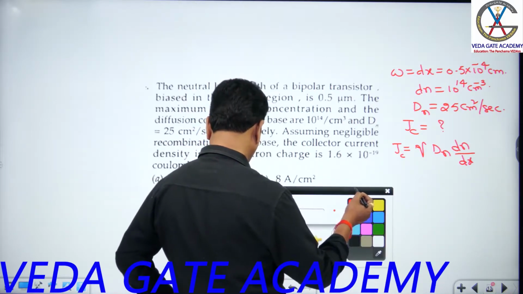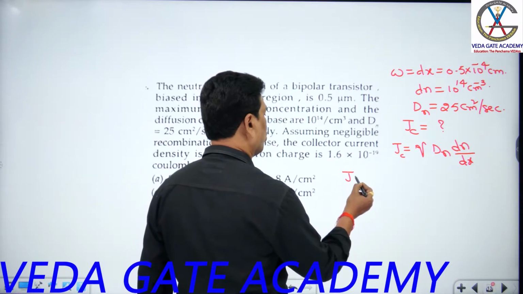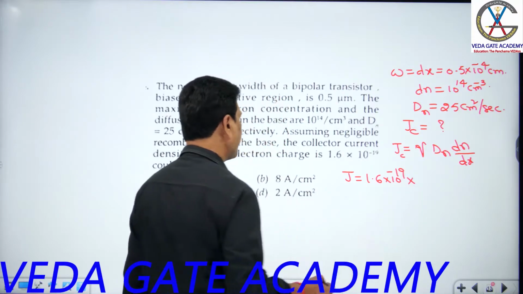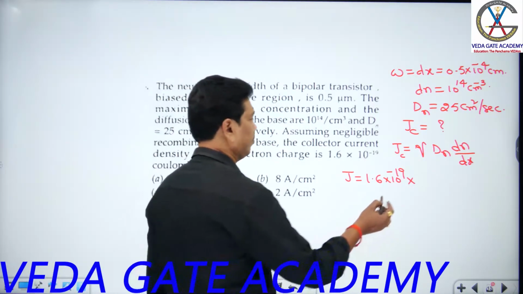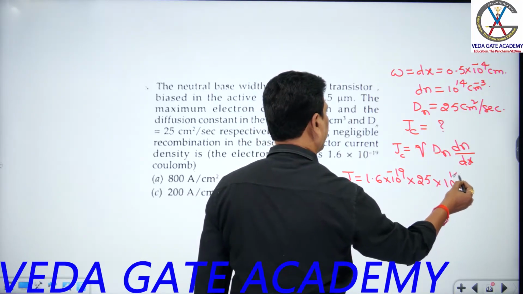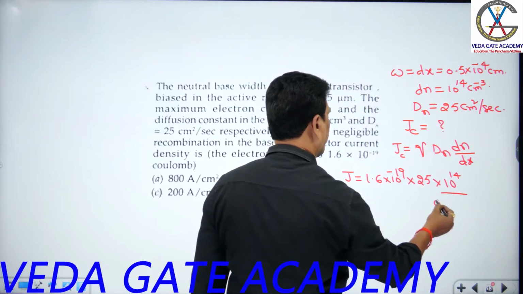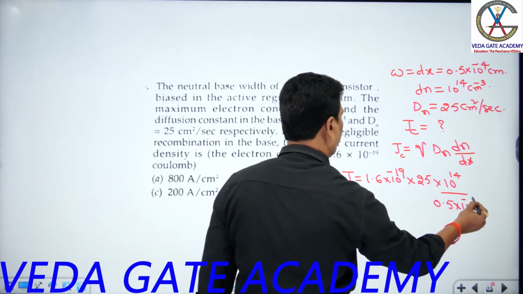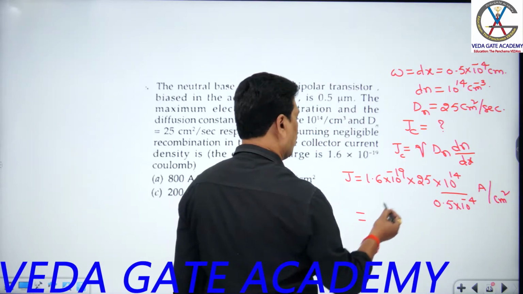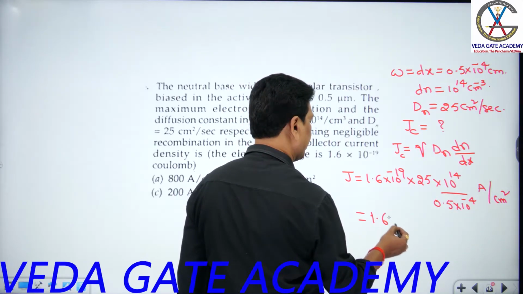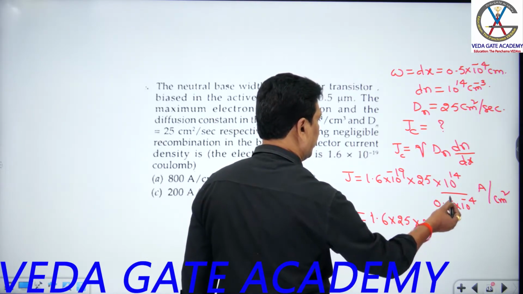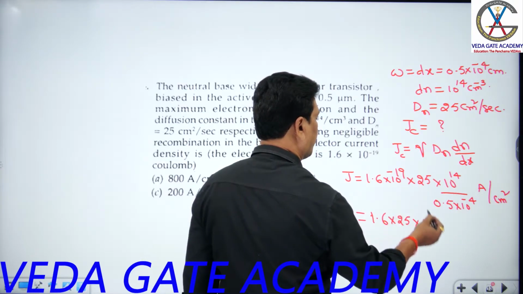So now I write, students, J equal to q, that means charge, 1.6 into 10 power minus 19. Dn stands for diffusion constant, 25. And dn by dx, so this is 10 power 14 over dx equal to 0.5 into 10 power minus 4, ampere per centimeter square, because all are in centimeters. So 1.6 into 25. Okay, 1 by 0.5 becomes 2, students. So 10 power 14 into 10 power minus 19 becomes 0.1, students.